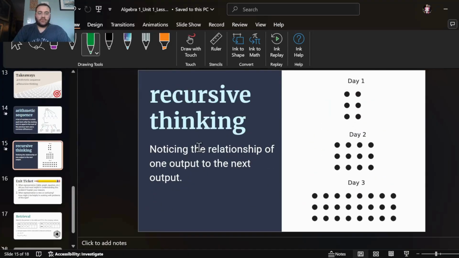Recursive thinking, noticing the relationship of one output to the next output. So here we have 6, then we have 12, then we have 18. So the common difference here would be plus 6. To get to the next one, you have to have a starting point and you have to have a pattern. So basically you're using the previous term to get to the next term.